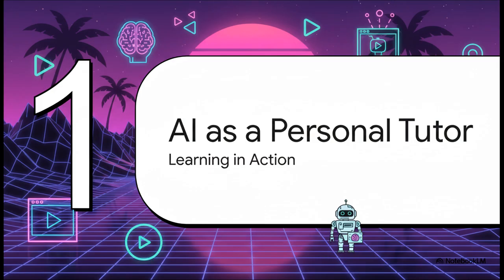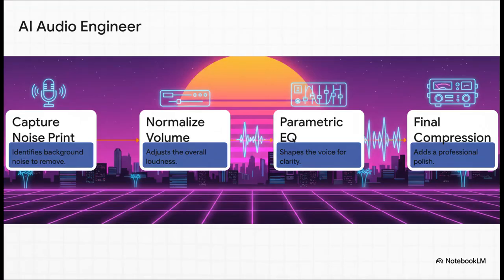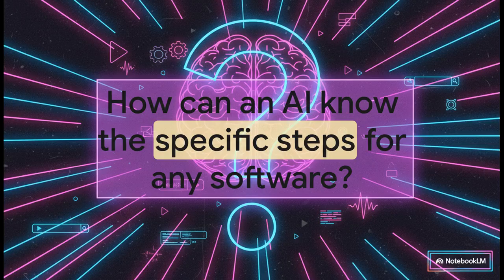Let's take a look at a real-world example of this AI tutor in action. Okay, so what we're seeing here is the AI's actual step-by-step game plan for cleaning up some bad audio in Adobe Audition. And notice, it's not just giving some generic advice. It's guiding the user through capturing a noise print, normalizing the volume, applying a specific parametric EQ, and then adding a final compressor to get that pro sound. It's legit. And this is the point where you just got to ask, how?